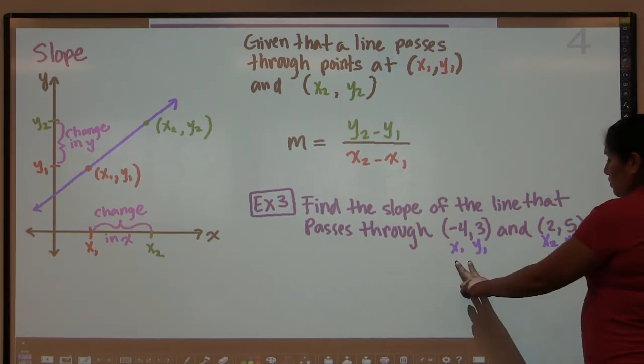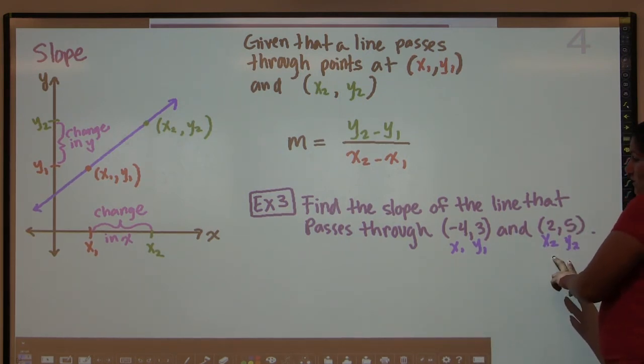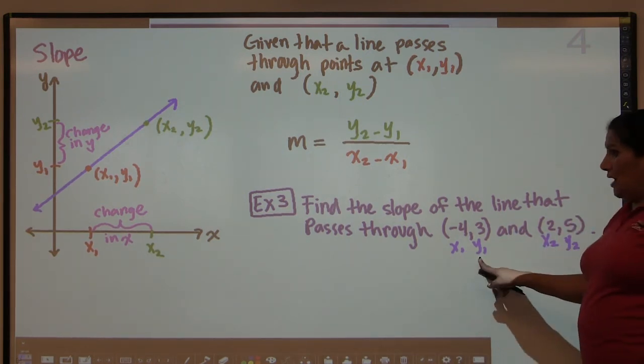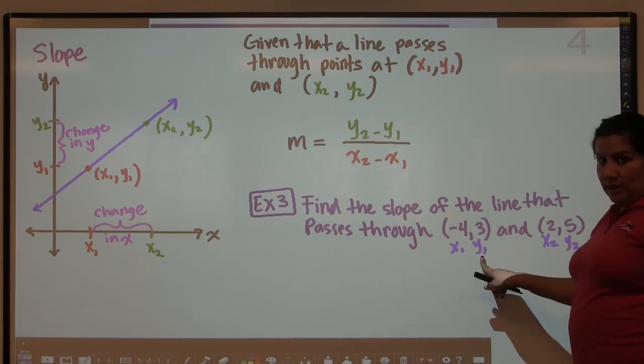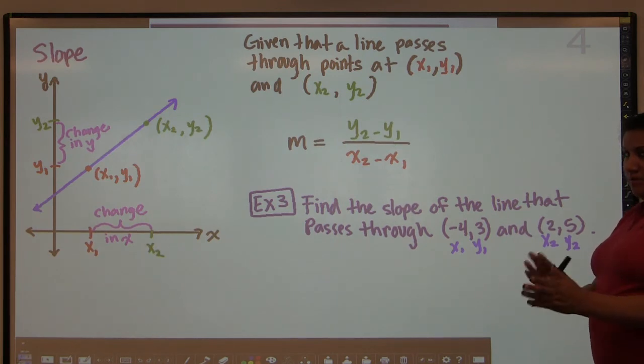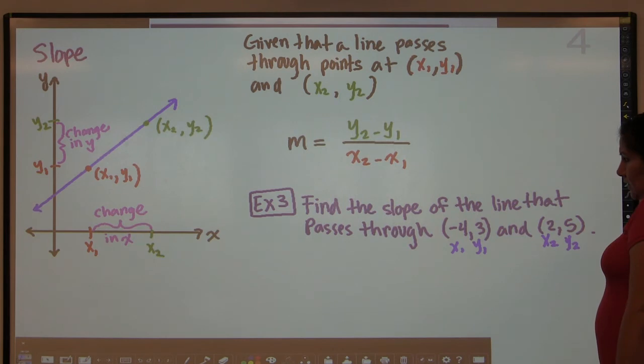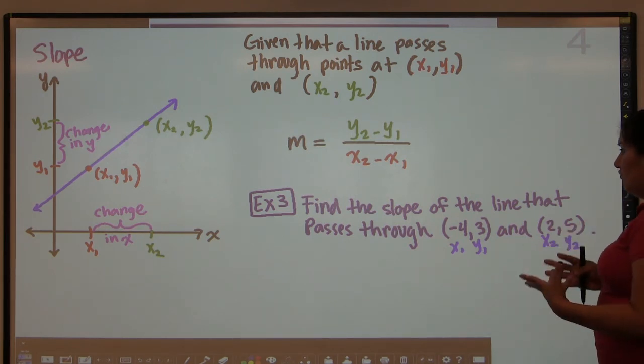I can call this point X2, Y2 if I want, and I can call this one X1, Y1 if I want. But I cannot call it X1, Y2 or X2, Y1. You have to be consistent. Once you've chosen the first point, then they both have to be 1s or they both have to be 2s. You can't do one of each. So aside from that, you just plug into your formula.